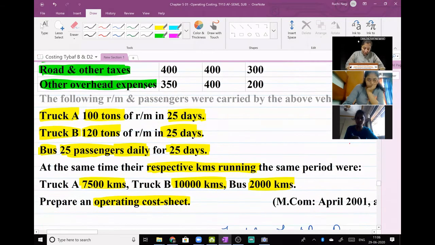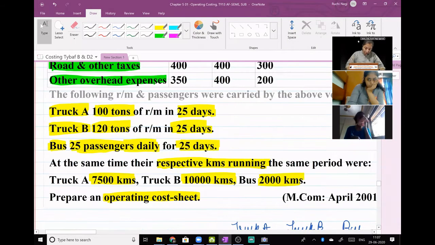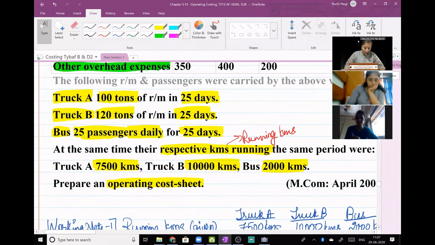Let's come to the question ahead. At the same time, their respective running kilometers in the same period were. Okay, so now the best part of the question is running kilometers is given. We don't have to find it. Running kilometers is given in the question. We don't have to calculate. So what are the running kilometers? 7,500 for A, 10,000 kilometers for B, and 2,000 running kilometers for the bus. Clear, everyone? Okay. So running kilometers is given, and they have told you to prepare an operating cost sheet.